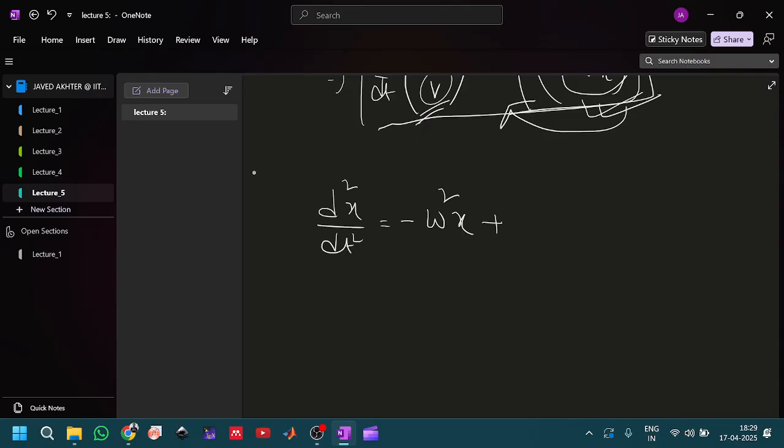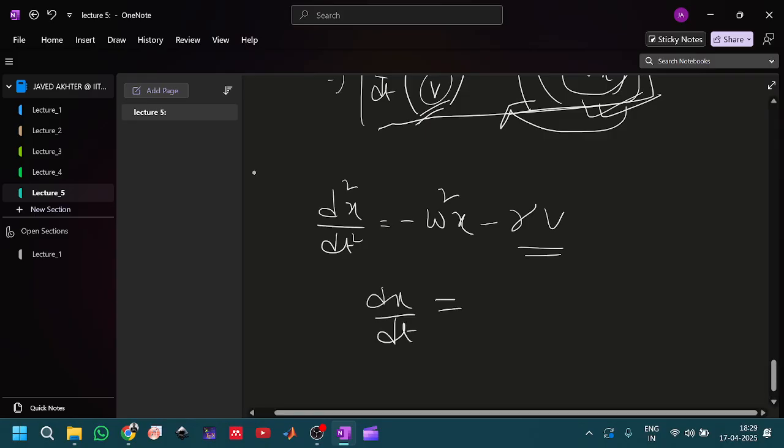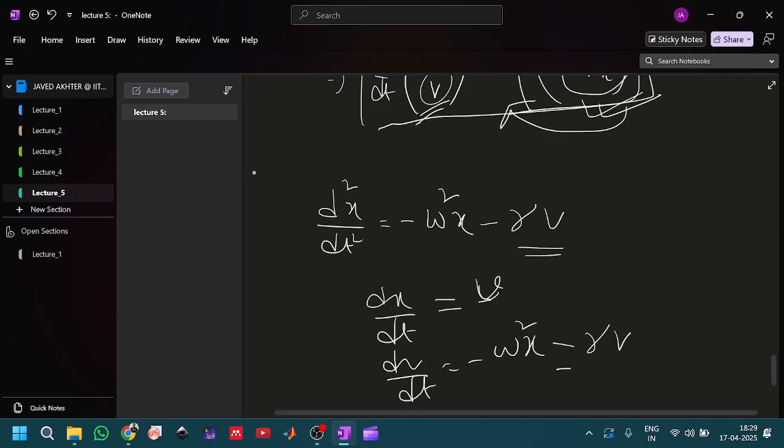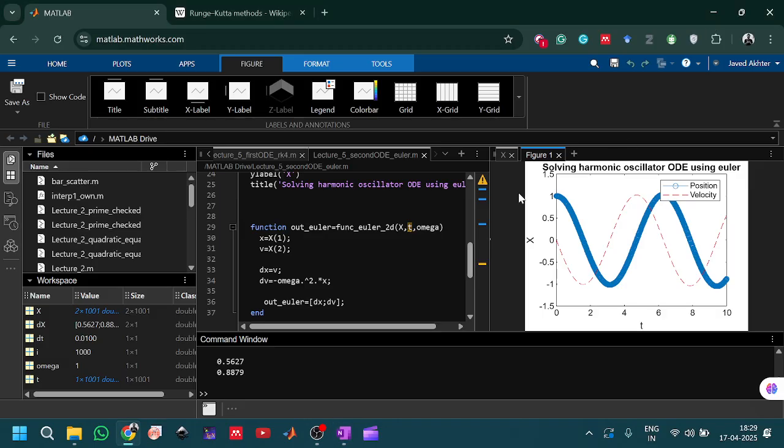So the damped oscillator equation has this gamma x dot, so here you will have minus gamma v. If we want to solve it, dx dt equals v, it is always v, and dv dt is minus omega square x minus gamma v. So in the matrix you have to include the extra term whenever you are writing the function. Let me do that.